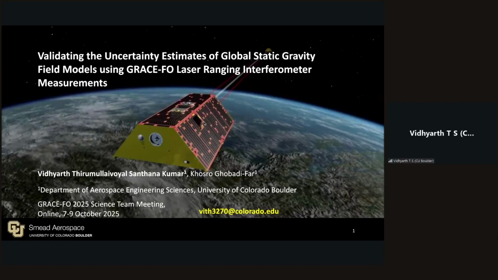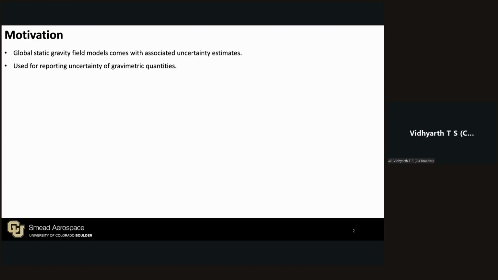Hello everyone, I am Vidya Thirumulai Santana Kumar, PhD student at the Department of Aerospace Engineering Sciences at University of Colorado Boulder, working with Professor Khosrow Ghobadi-Far. Today I'll be presenting my research on validating the uncertainty estimates of global static gravity field models using GRACE follow-on LRI measurements. Each static gravity field model comes with its own associated errors, which are used for reporting the uncertainty of gravimetric quantities like geoid heights, and also used in global gravity field modeling.